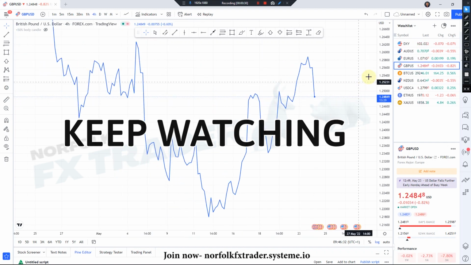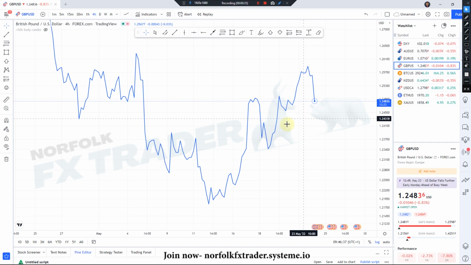So the first thing we're going to look at, we're on the pound US chart, and we're going to look at the 4 hour first, then we're going to look at some different time frames so you can see this will work on any time frame.